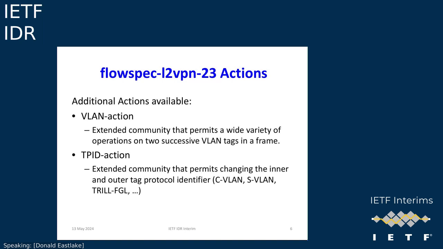And Trill has fine-grained labeling. Trill initially proposed using double tagging with CVLAN, but since that violates the 802.1 standard, even though everybody does it, 802.1 insisted that the Trill standard couldn't say that. So Trill ended up burning another EtherType to generate the Trill fine-grained label, so that it could specify double tagging with its own EtherType under IETF control rather than trying to use the CVLAN EtherType, which is under IEEE control. Anyway, more than enough about the TPID action. It's for changing the EtherType on the VLAN tags. Next slide.